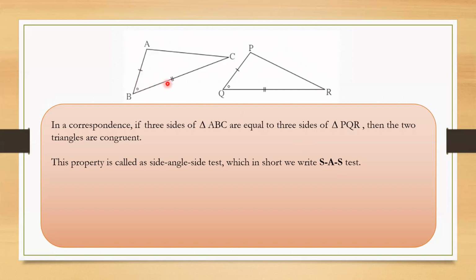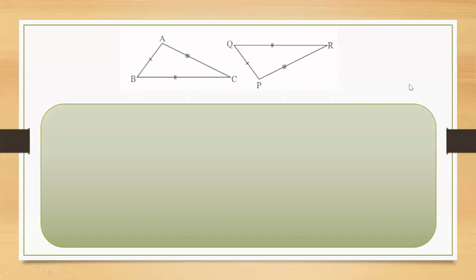Side angle side test. So let us write down which elements are common, which elements are equal. First we'll write down side AB is congruent to side PQ. Then angle ABC is congruent to angle PQR, and side BC is congruent to side QR. Therefore, triangle ABC is congruent to triangle PQR. Here also, while writing down the congruence, check the one-to-one correspondence and check the sequence.